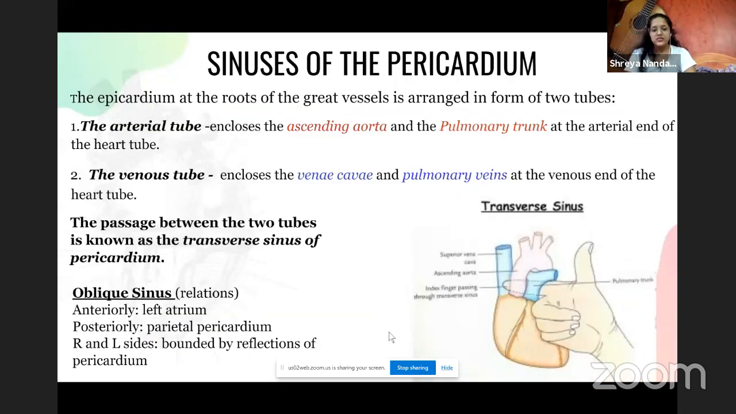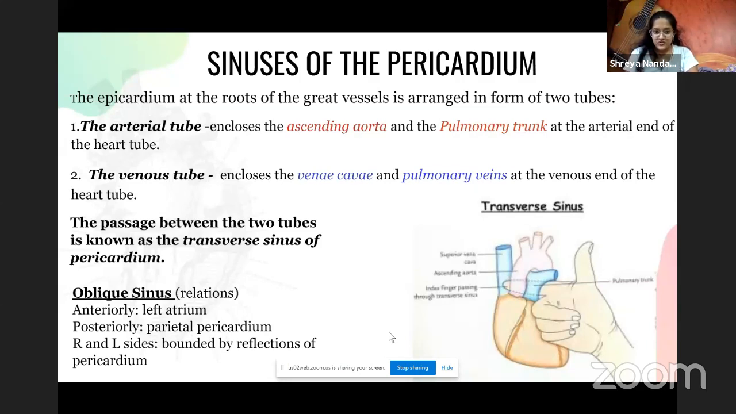Before we move on to the next topic, that is the sinuses of the pericardium, we need to remember that the heart is made up of three layers, that is epicardium, myocardium, and endocardium, moving from outside to inside. The epicardium at the roots of the great vessels is arranged in the form of two tubes. First we have the arterial tube, which encloses the ascending aorta and the pulmonary trunk at the arterial end of the heart tube. There is a mnemonic you can use to remember this: A for arterial tube encloses the A for ascending aorta and pulmonary trunk.